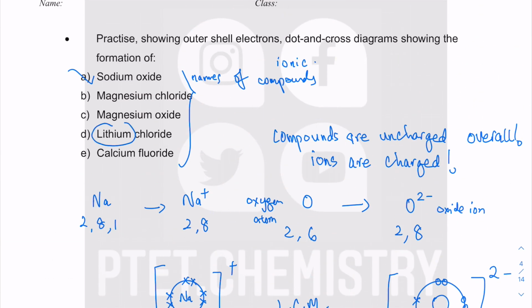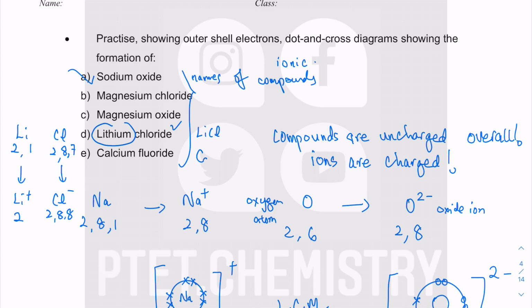Lithium is a tricky one, so remember that lithium is 2,1. So when you form Li+, it's just 2 electrons remaining in the shell. Okay, a common mistake is students always draw 8 and they always think 8, but they can't even count the most basic electronic configuration of what you started with. Chloride you already did before, so chlorine is 2,8,7, so chloride will be 2,8,8. So you have LiCl as the formula.